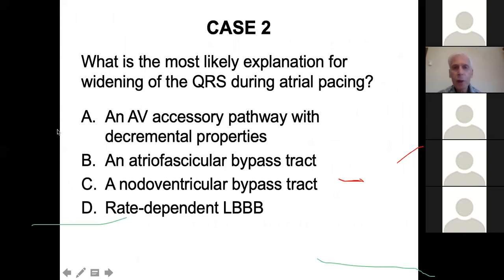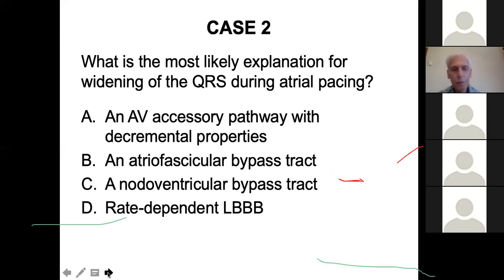What's the most likely explanation for widening of the QRS during atrial pacing? The tracing I'm going to show you in a minute. An AV accessory pathway with decremental properties, an atriofascicular bypass tract, a nodoventricular bypass tract, or rate-dependent left bundle branch block.